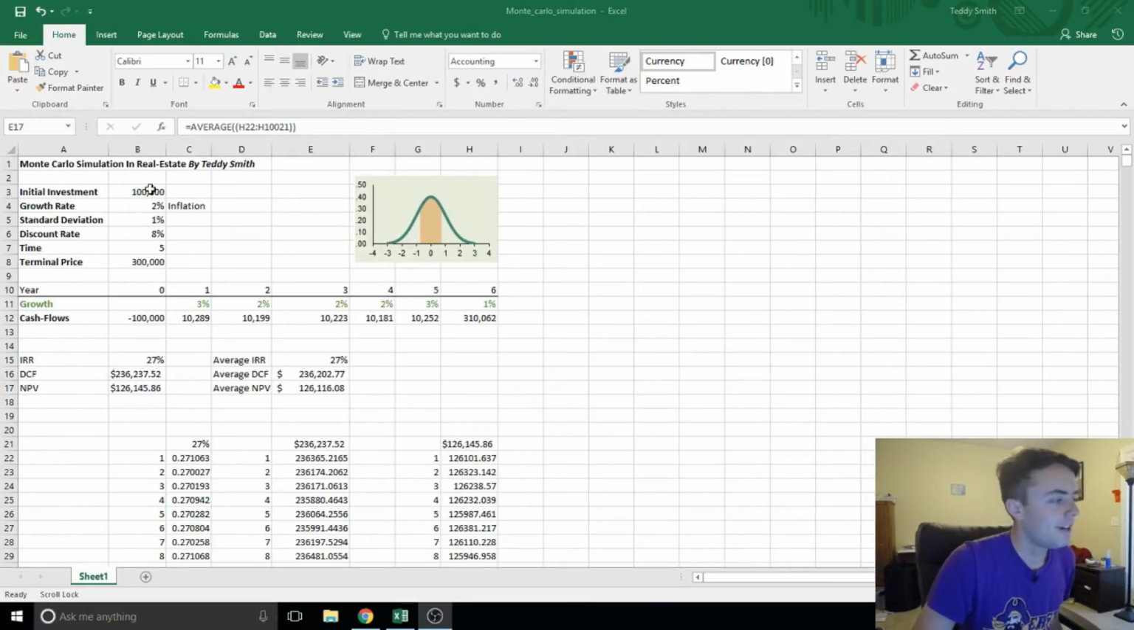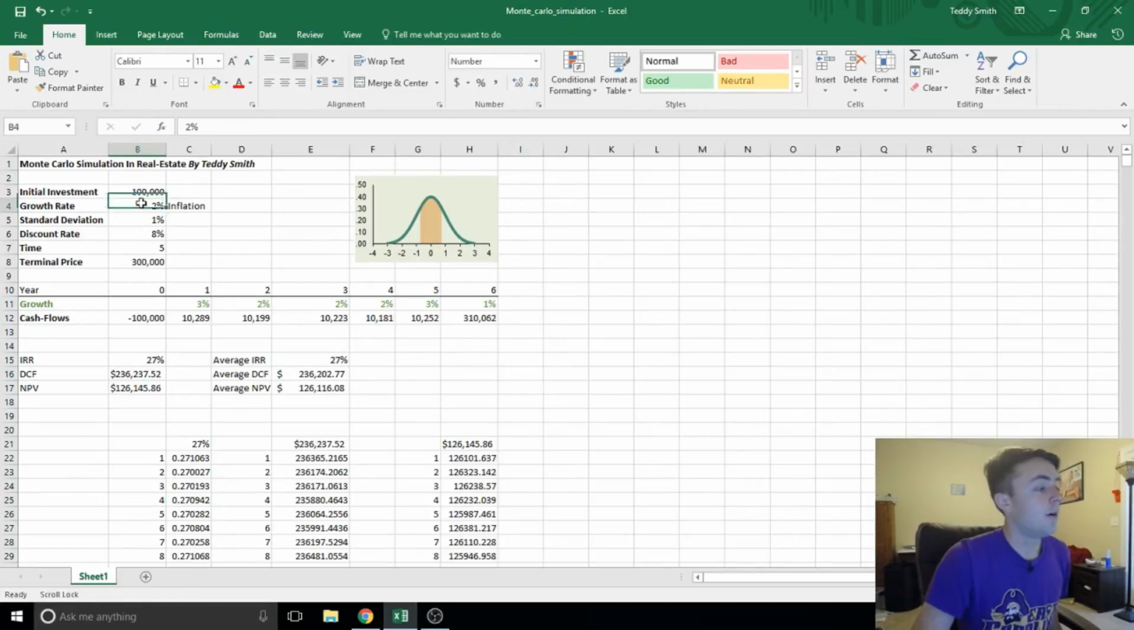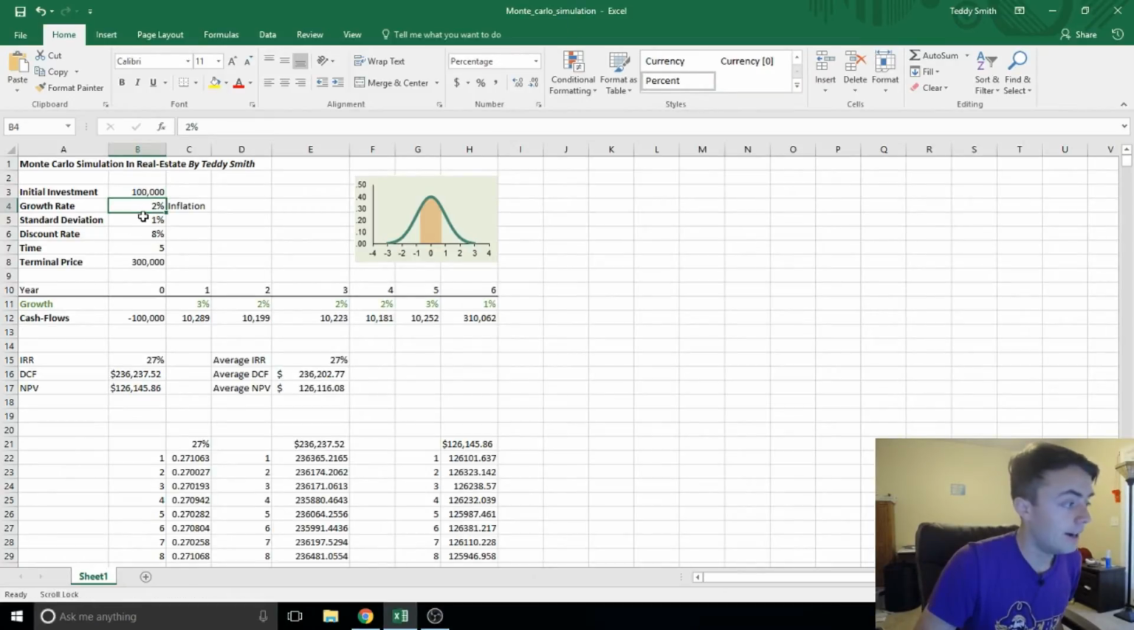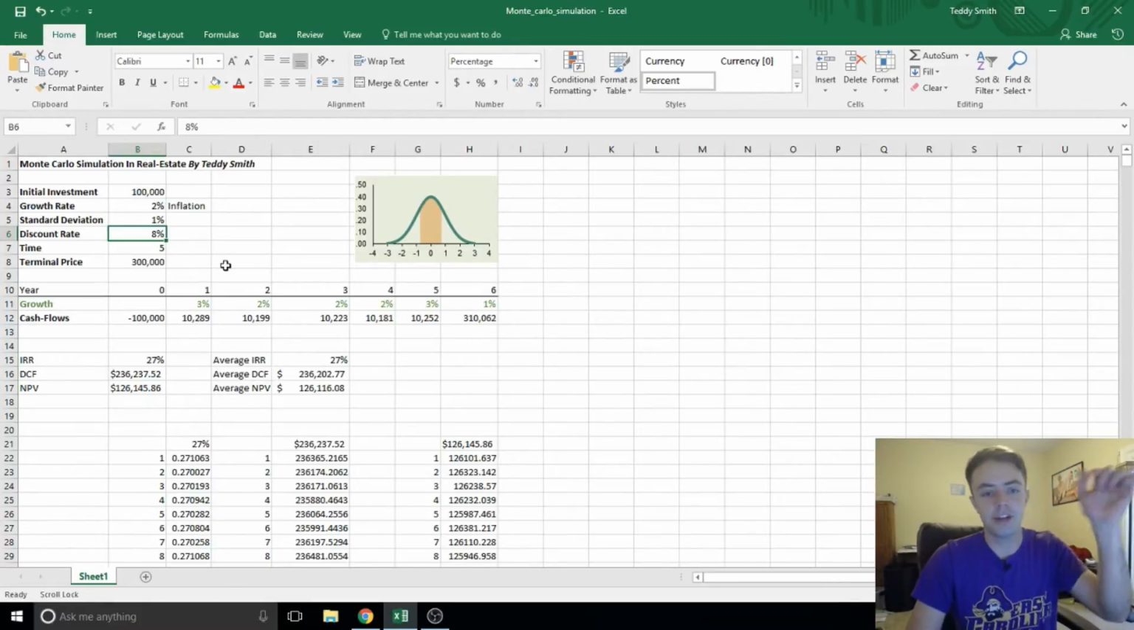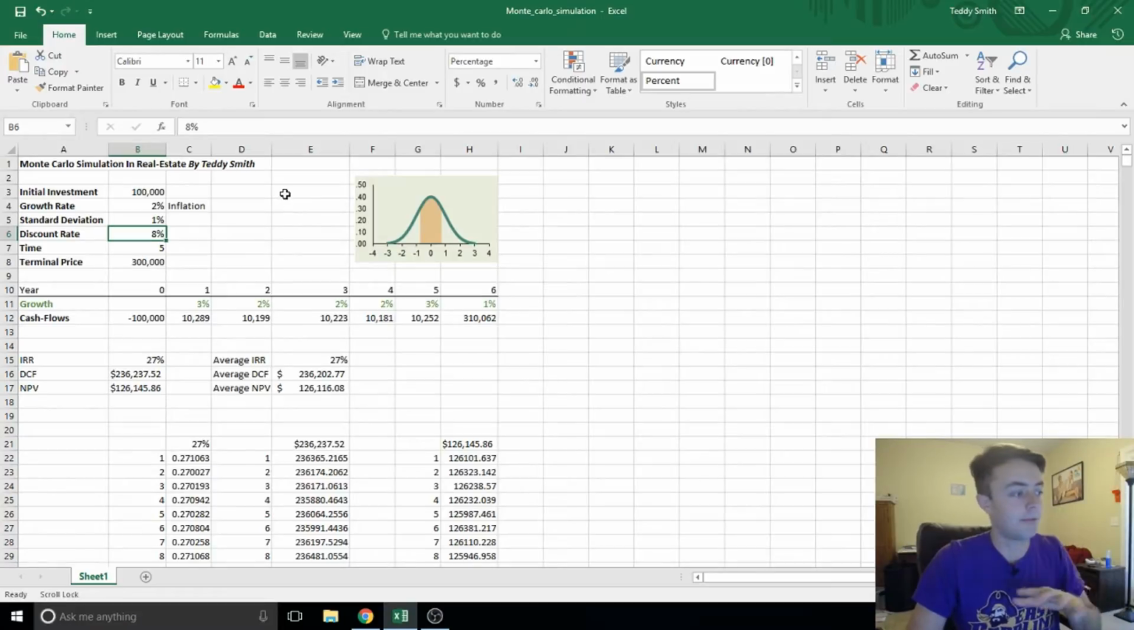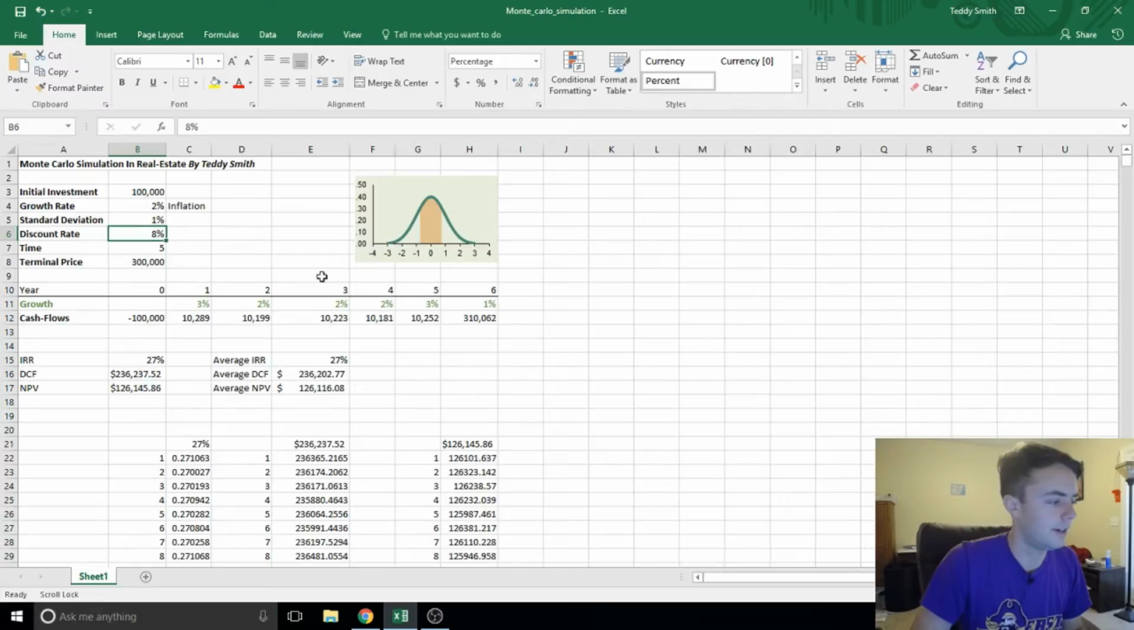Okay, so we have an initial investment here of $100,000. We have a growth rate of 2%, we have a standard deviation of 1%, and we're going to have a discount rate of 8%. If you haven't downloaded the spreadsheet, make sure to check down below, because the spreadsheet that I'm going to be using is down in the description. It's super simple to do, and it helps you a lot because you can follow along.